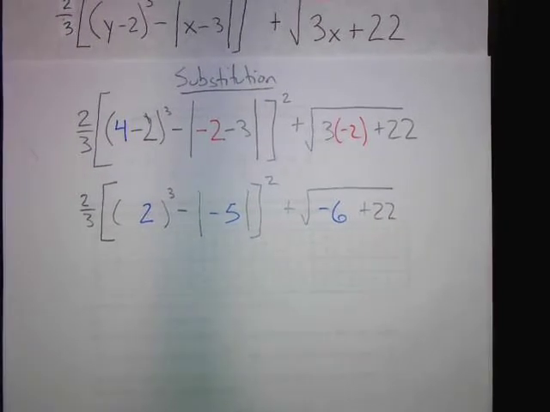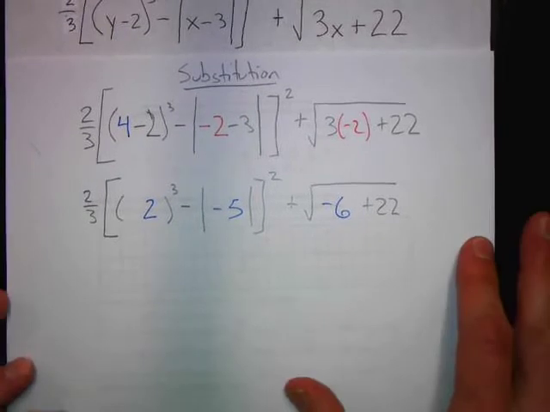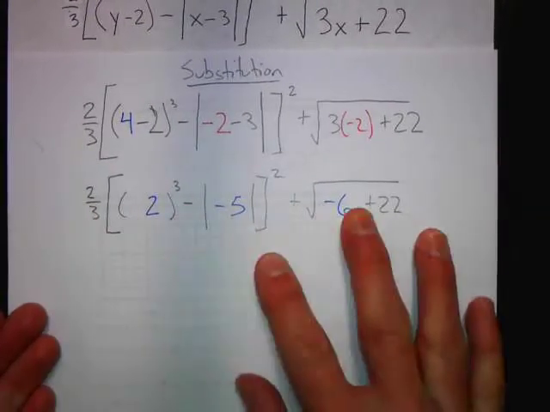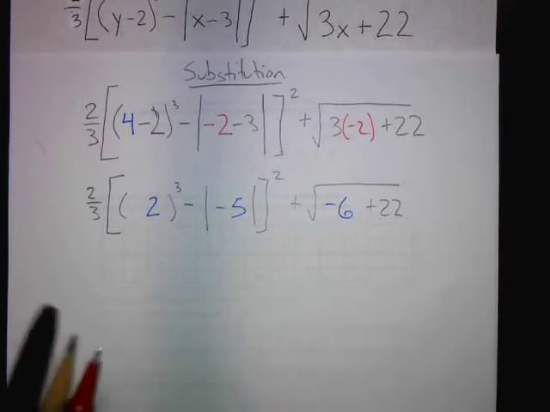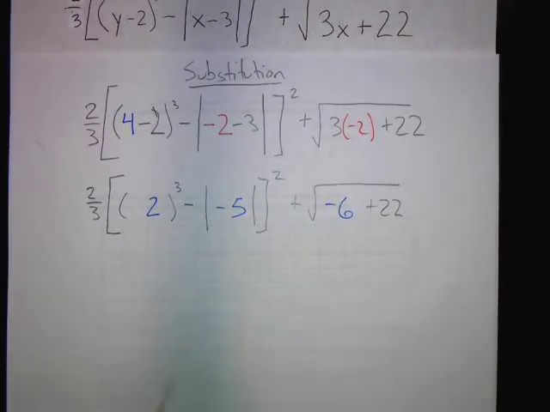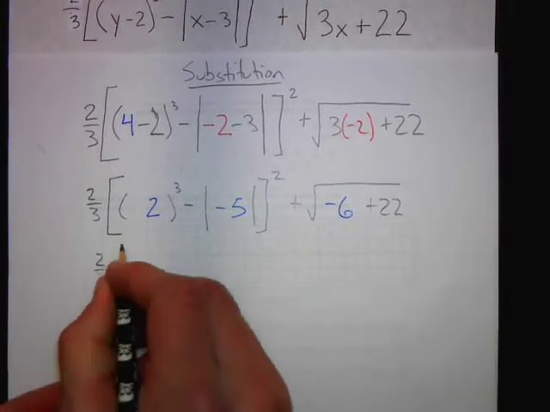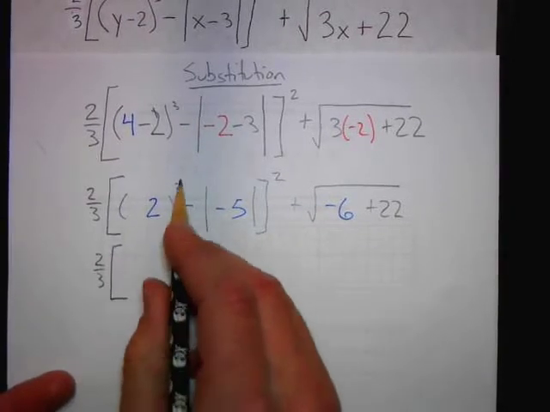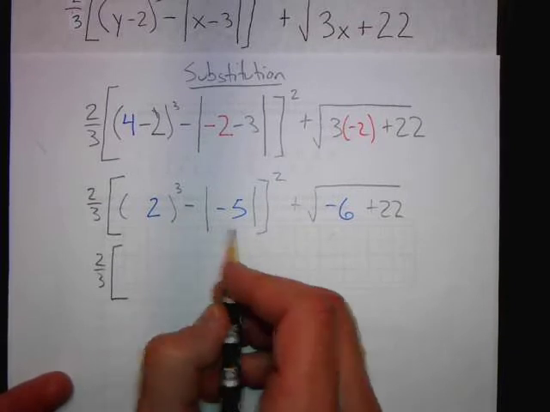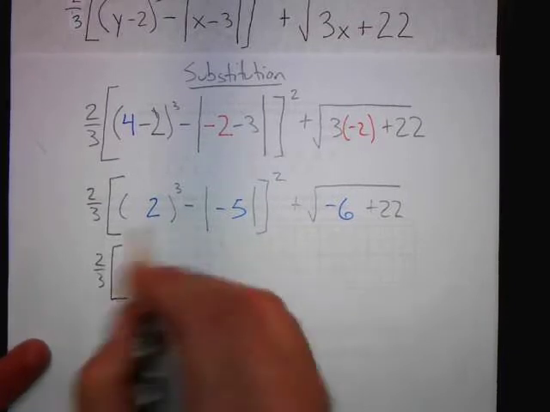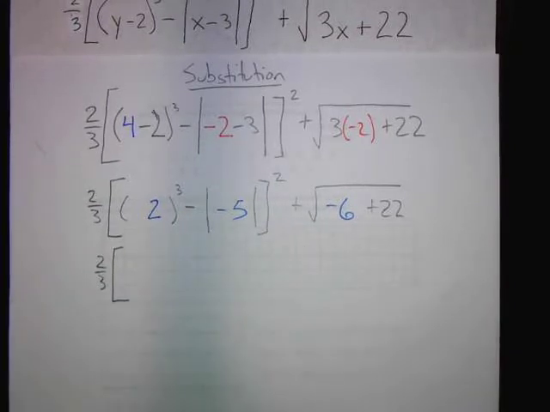So step by step, I'm working inside grouping symbols. And as I look at what we have left here, we're still working inside grouping symbols. There's still this big grouping symbol here with stuff to do. But now we're starting to get into operators. So here we have an exponent that we have to deal with, right? We have 2 to the third power minus the absolute value of negative 5. And so we have to work with our operators now.